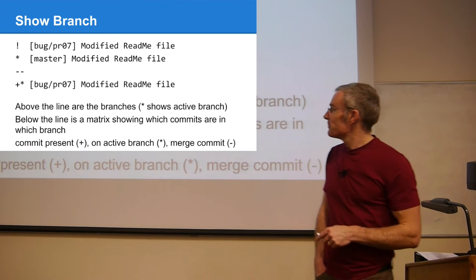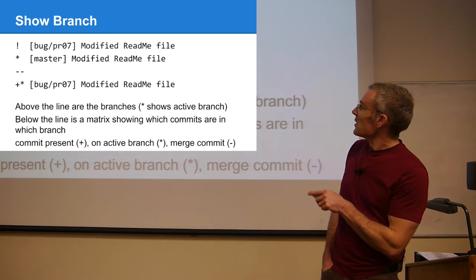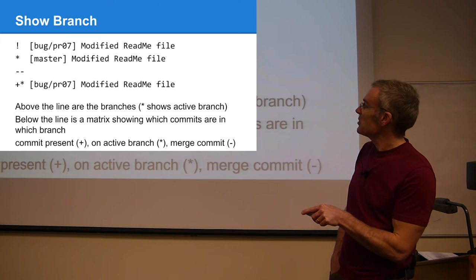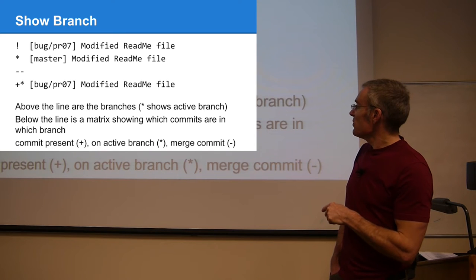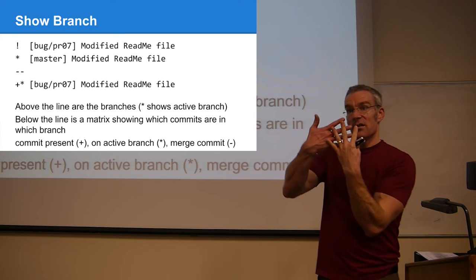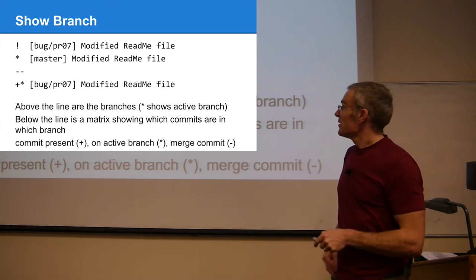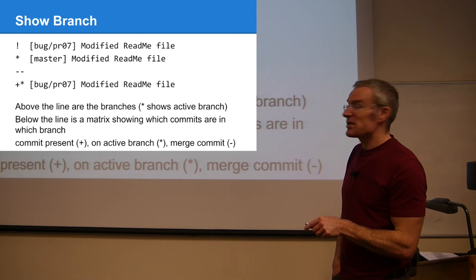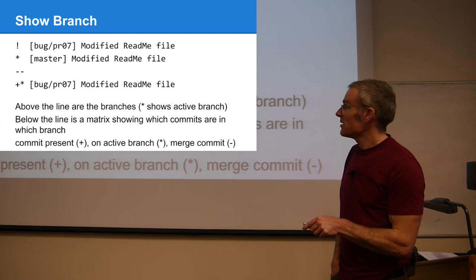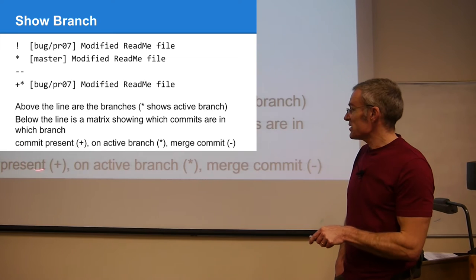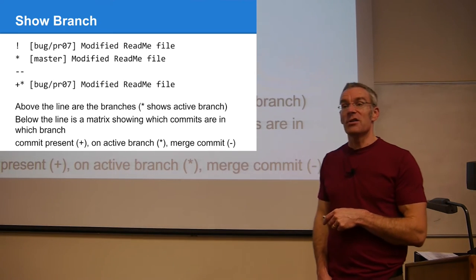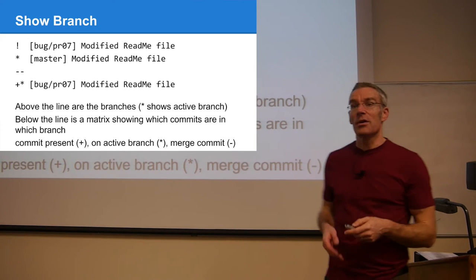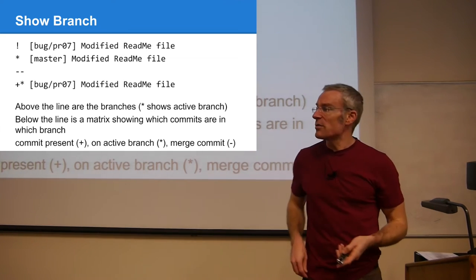Right, showing the branch. So there's the active branch, there's the branches, and below it shows which commit is in which branch. It's a two-dimensional matrix going on here. It says commit present, and it's on the active branch. Make sense? A plus or asterisk means the commit is present on the active branch. If it's a merge commit, in other words, a commit caused by merging two branches, I get a little minus sign as well. So I can see what's going on with my branches.